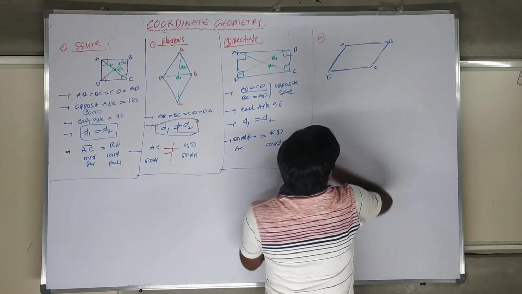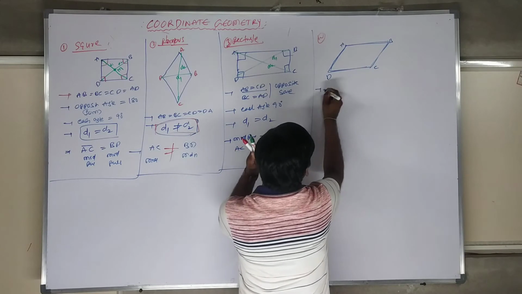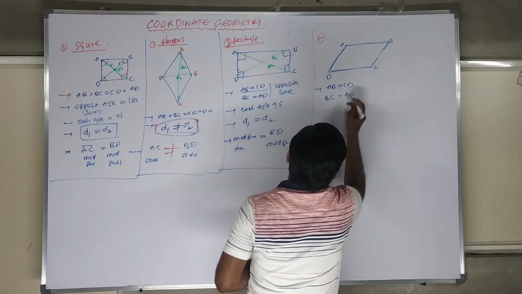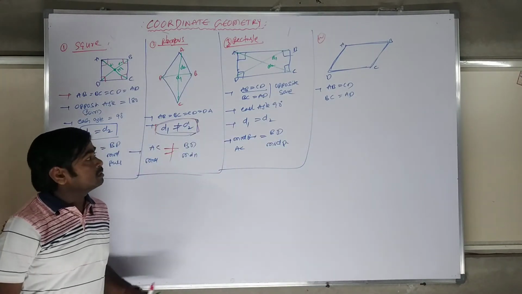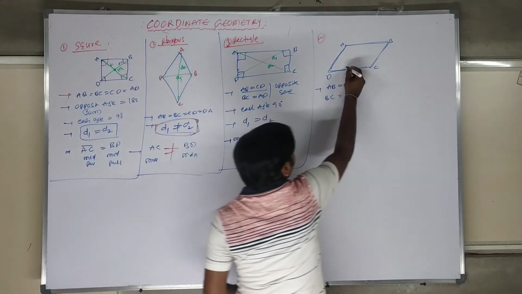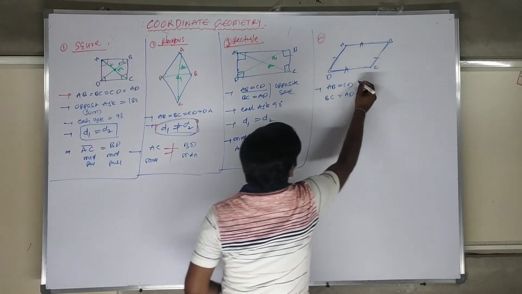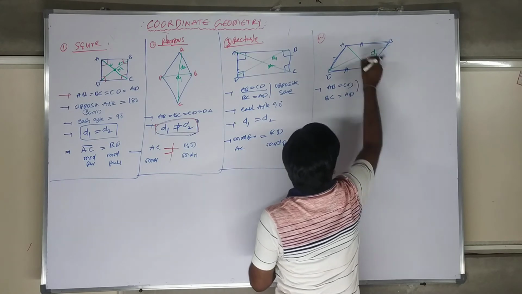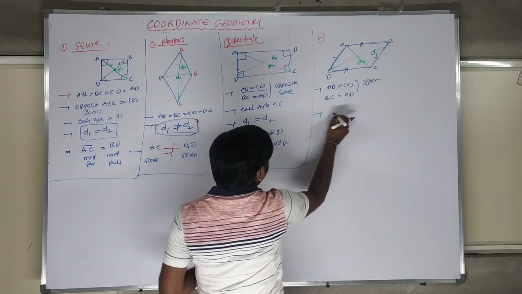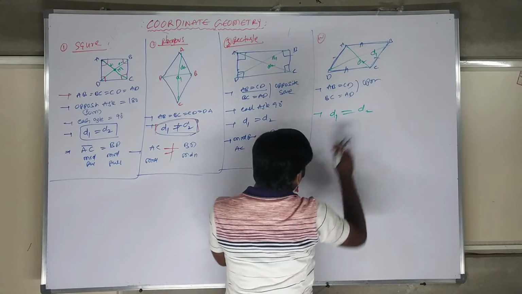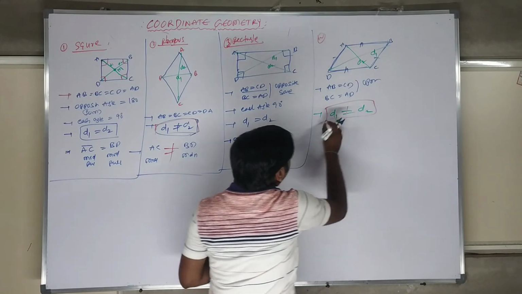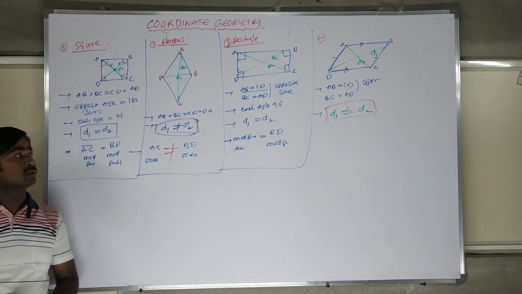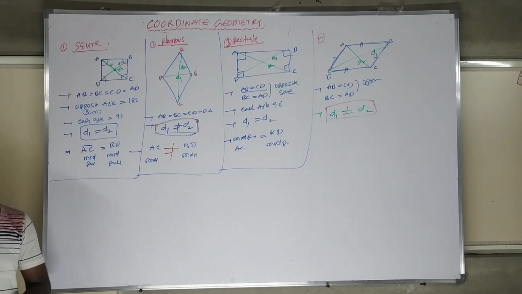What is going to happen is that all opposite sides will be the same. Here also the condition: AB and CD are the same, BC and AD are the same. Is that clear? Opposite sides will be the same. But here the diagonals should not be equal. The condition is D1 is not equal to D2. The moment D1 is not equal to D2, it comes to the fourth concept. It is not a rectangle.